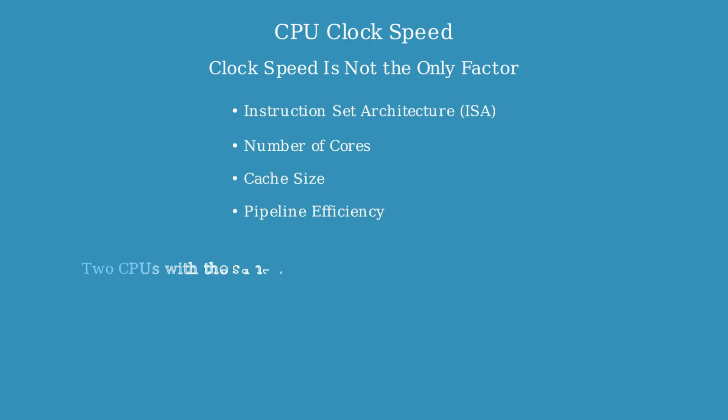While clock speed is important, it's not the only factor in CPU performance. Two CPUs with the same clock speed can perform very differently depending on their architecture, number of cores, cache size, and pipeline efficiency. In modern CPUs, billions of transistors work in sync with the clock, enabling the complex digital processing that powers our computing experience.